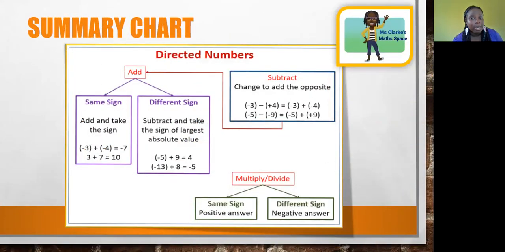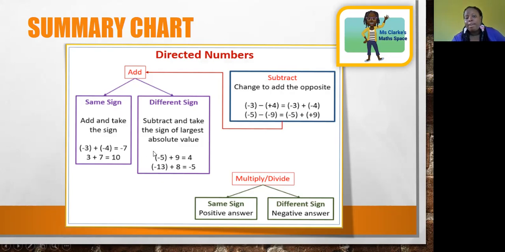Now we have a summary chart to help us remember these things. When we add and you have the same sign, you add and you take the sign. If you have two positive numbers, you add the two numbers and you get a positive sign. If it's two negative numbers, you add the two and you keep the negative sign. The examples are there to follow. When you are adding and you have different signs, you subtract the two numbers, bigger number minus smaller number, and you take the sign of the so-called bigger number.